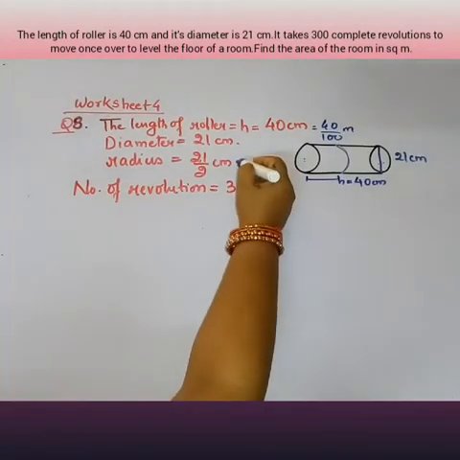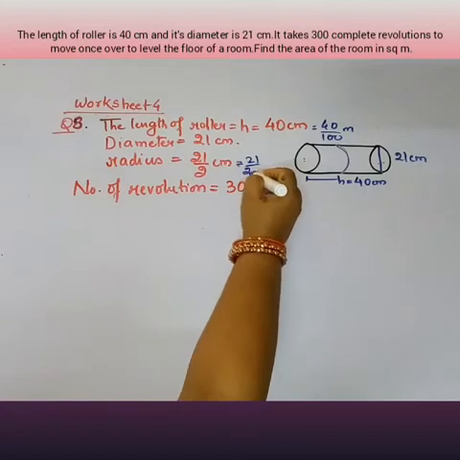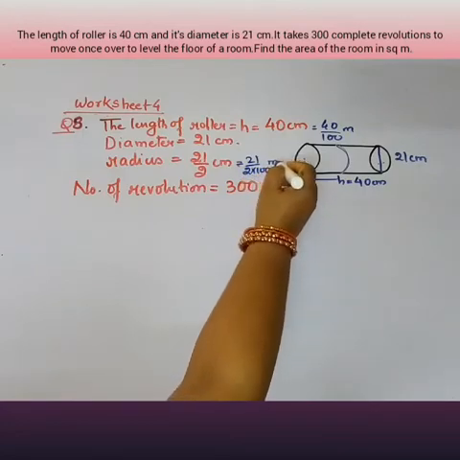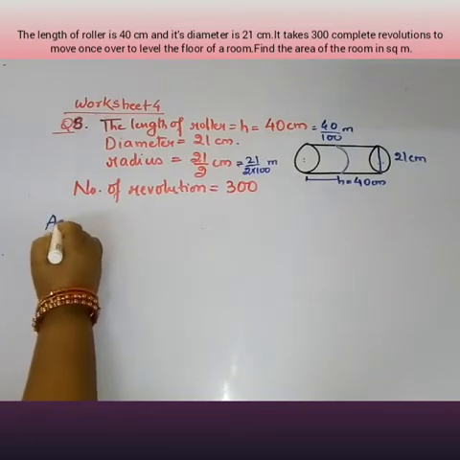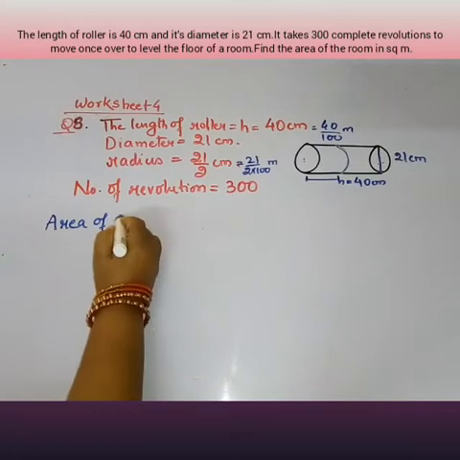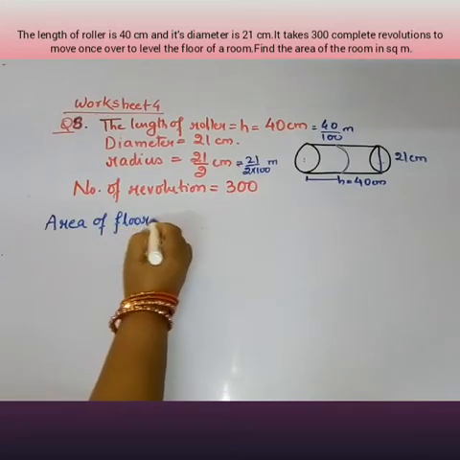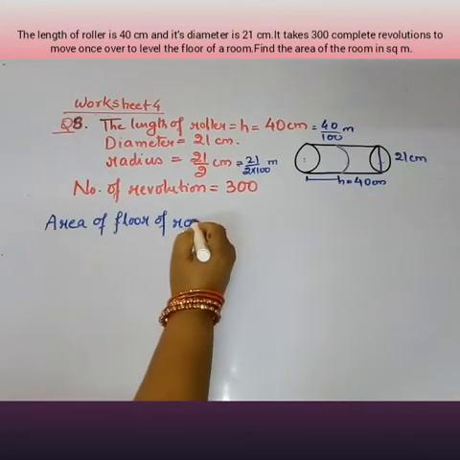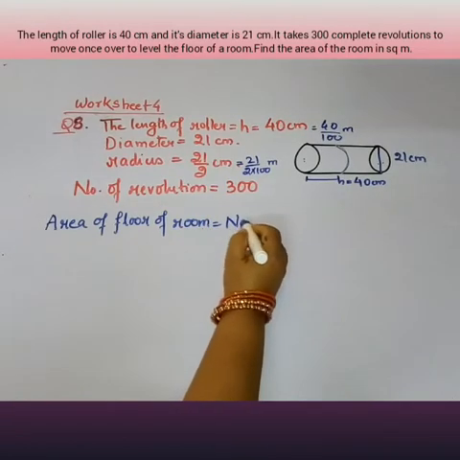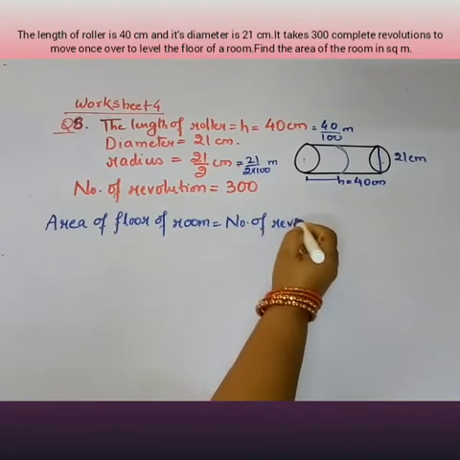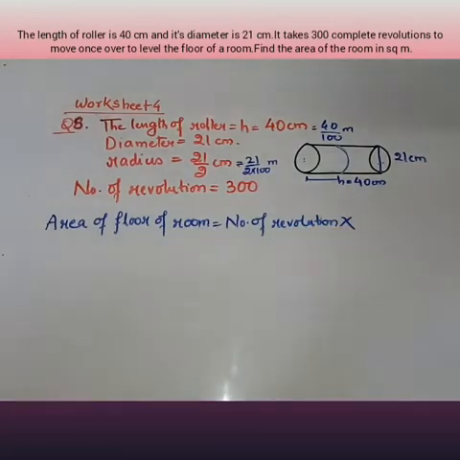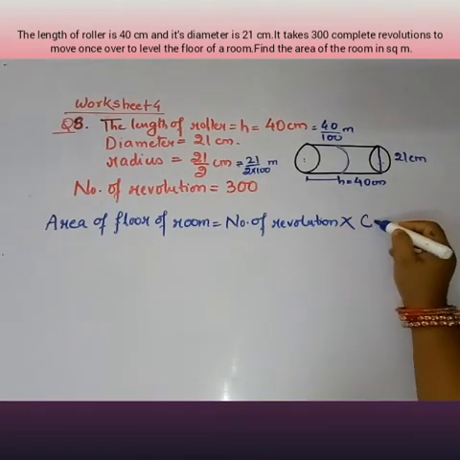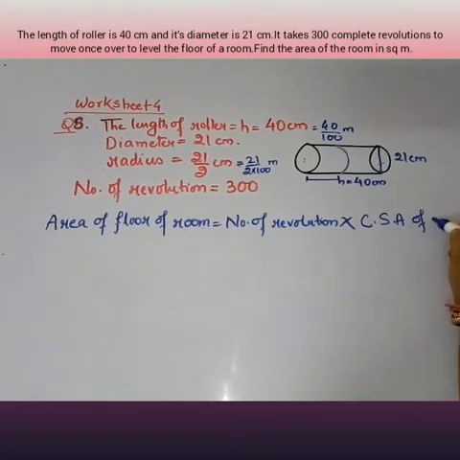So we'll change all these into meter. So this can be written as meter. Now first we have to find the area of the floor of the room. That will be equal to the number of revolutions, and this is the formula. If we have to find the area of the room, it is the number of revolutions times the curved surface area of the roller.